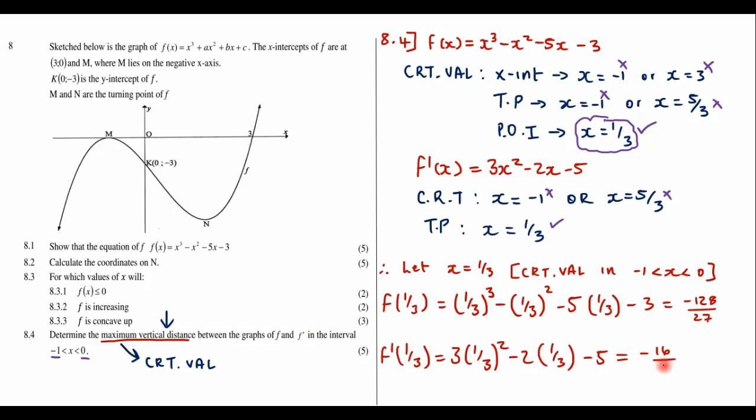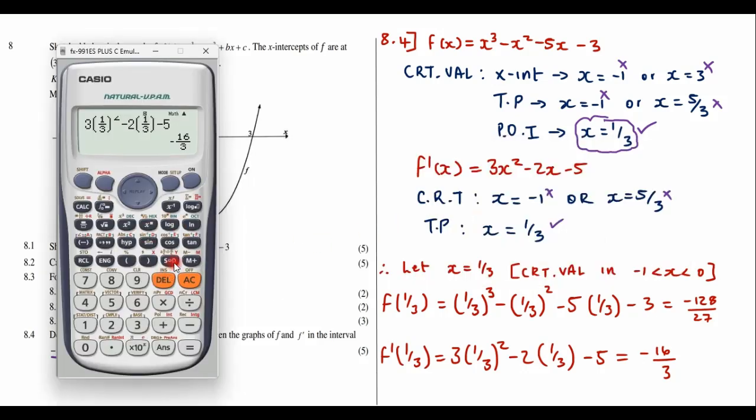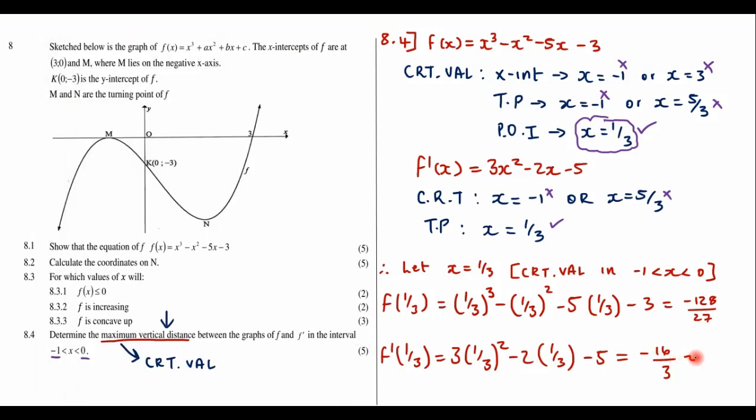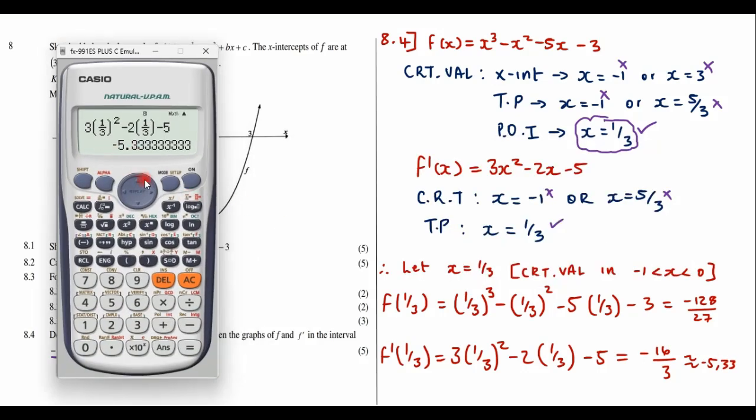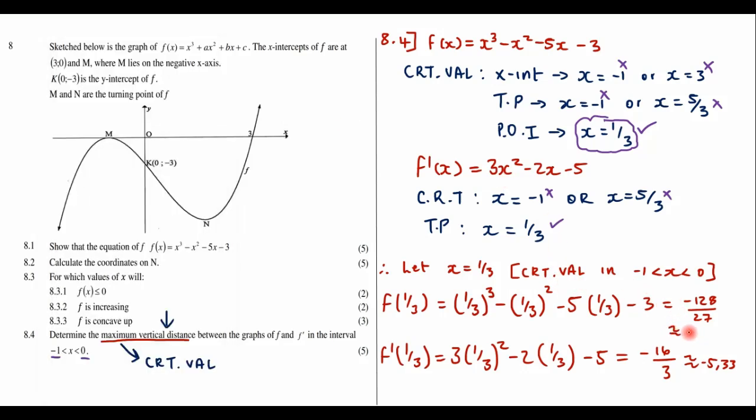Now, of course, with this one, we need to see which one is at the top and which one is at the bottom, right? So I'll take out my calculator again and check what this value is. So this is approximately minus 5,33. And then for the second one that we had, I'm going to type in minus 128 over 27. Let me see what that gives me. So this gives me minus 4,74.